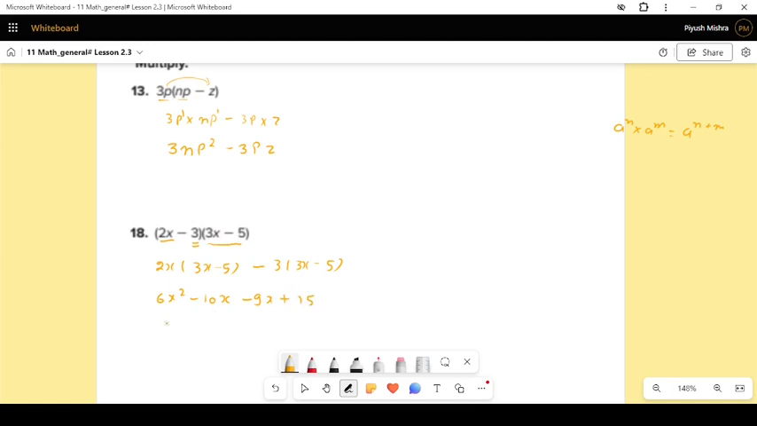Now I'm going to add the like terms. So what are the like terms? These two are the like terms because the power is 1. It will be minus 19x plus 15. I hope you have understood this question also. Next one.